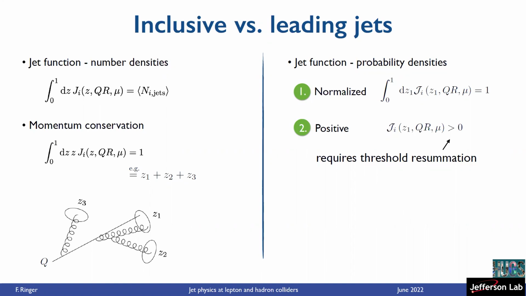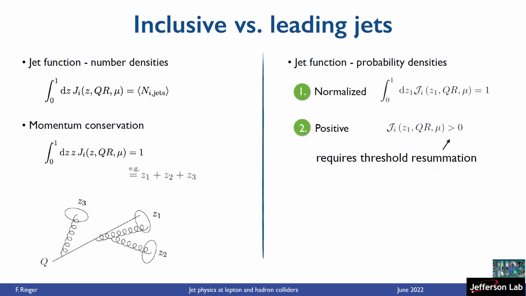But what is conserved, or how I can get that integral to be 1, is if I multiply by z first, and then I get 1. So it's not a probability distribution, but the momentum is conserved. That basically means if I start with a quark, and I have a bunch of emissions captured by exactly that jet function, then if I add up all of them, the momentum contained in all the jets has to add up to 1.